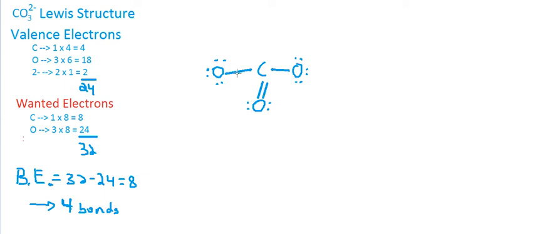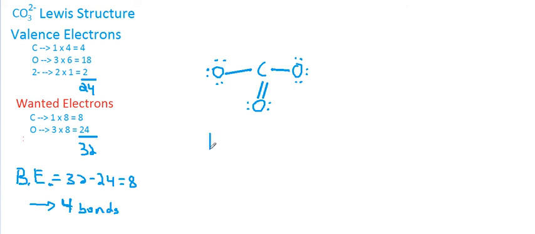So now carbon has 2, 4, 6, 8 bonding electrons. That's good. Its octet's filled. This oxygen has a filled octet with 6 non-bonding electrons and 2 bonding electrons. And so does this oxygen. This oxygen has a filled octet as well. Let's do some formal charges and see what's going on.